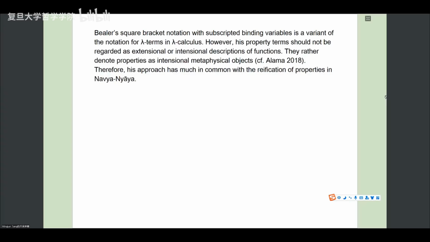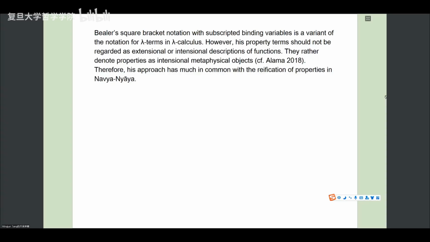However, Wheeler's property terms should not be regarded as extensional or intensional descriptions of functions. A lambda term denotes a function, actually. Mostly it's an extensional function, but it can also in some cases be an intensional one. But the reason why I like Wheeler's calculus so much is that he regards properties as intentional metaphysical objects. Therefore, his approach has much in common with the reification of properties in Navyanyaya.